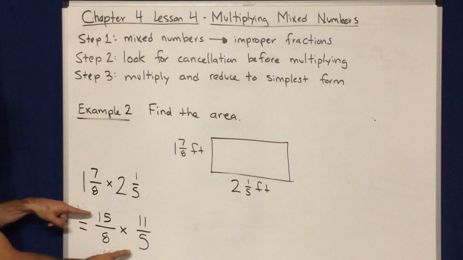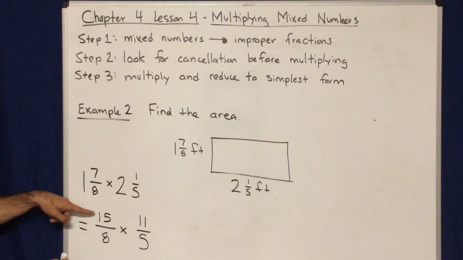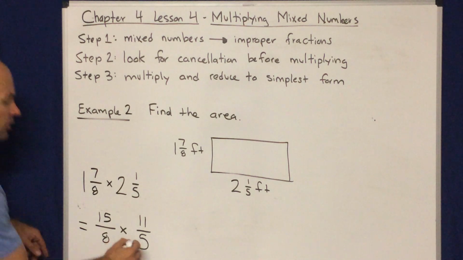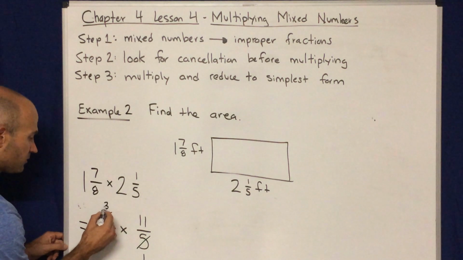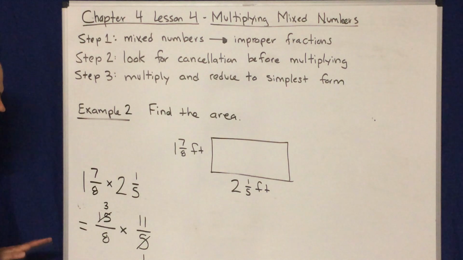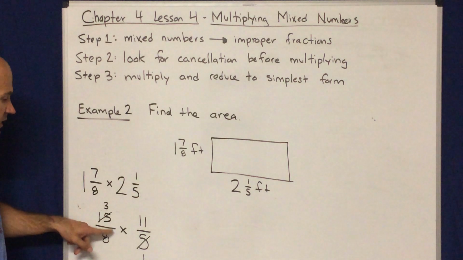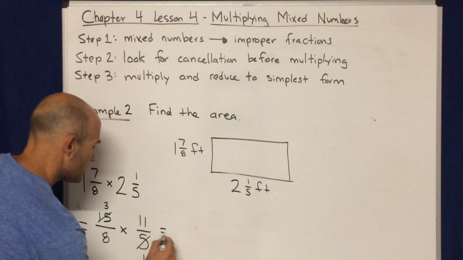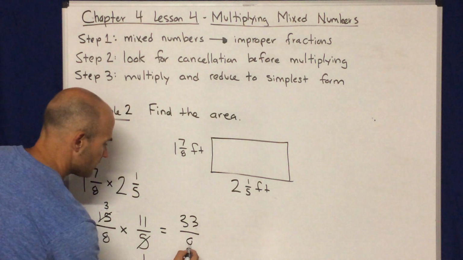Step 2, look for any cancellation that I could find. And I notice right away that I have a factor of 5 in this denominator and a factor of 5 in this numerator. So 5 goes into 5 one time, and 5 goes into 15 3 times. I don't see any more cancellation, so go ahead and multiply it. 3 times 11 is 33, and 8 times 1 is 8.